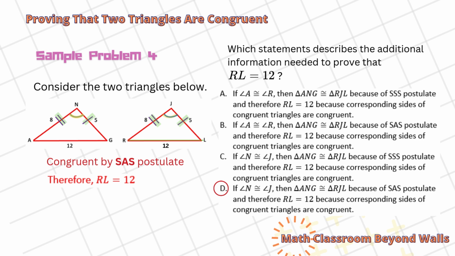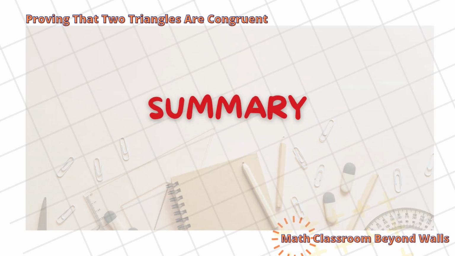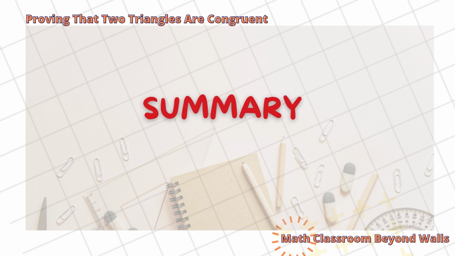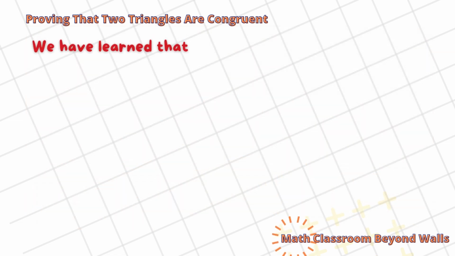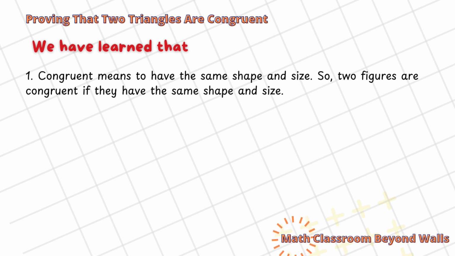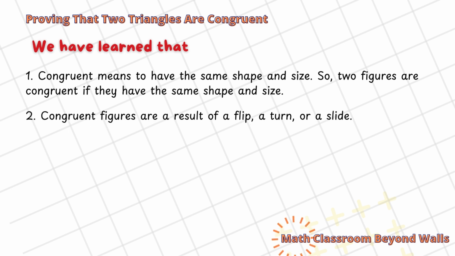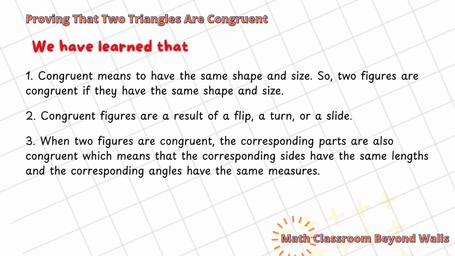There you are, learners. That was easy. I hope you acquired a lot of learnings on this video. Let us summarize what we have learned in today's video. First, congruent means to have the same shape and size. So, two figures are congruent if they have the same shape and size. Second, congruent figures are a result of a flip, a turn, or a slide. Third, when two figures are congruent, the corresponding parts are also congruent, which means that the corresponding sides have the same lengths and the corresponding angles have the same measures.